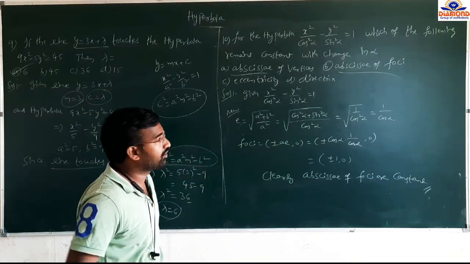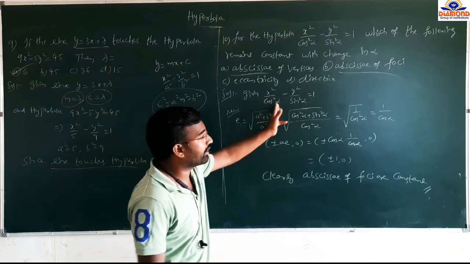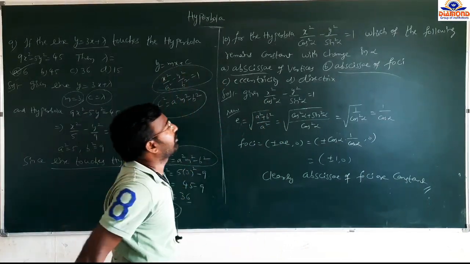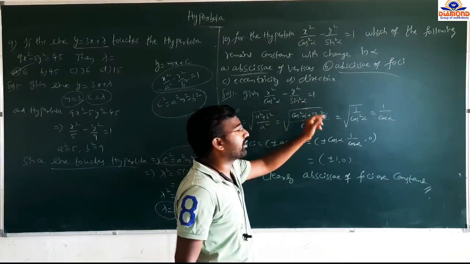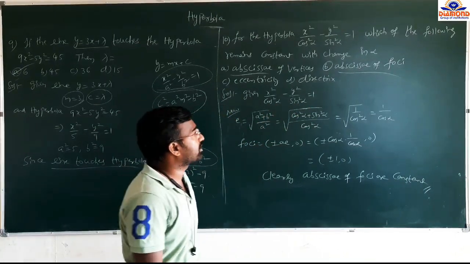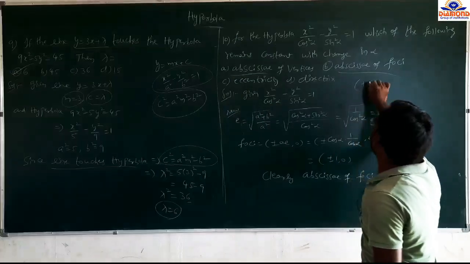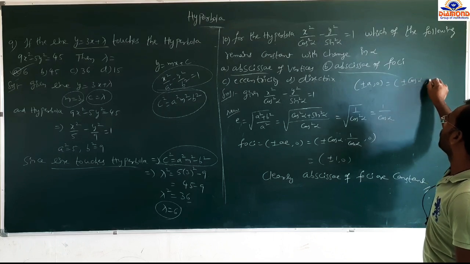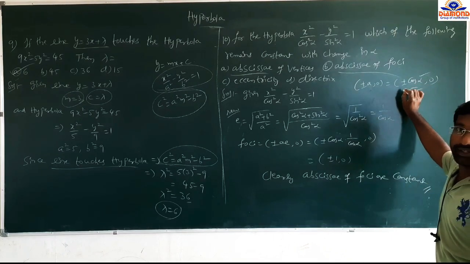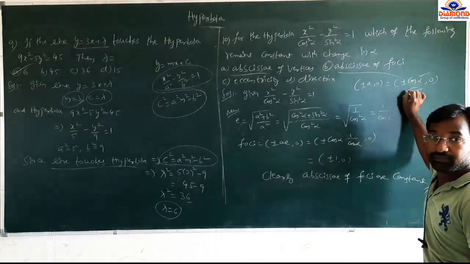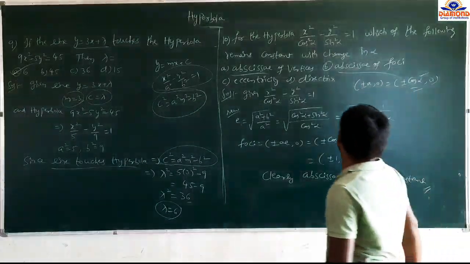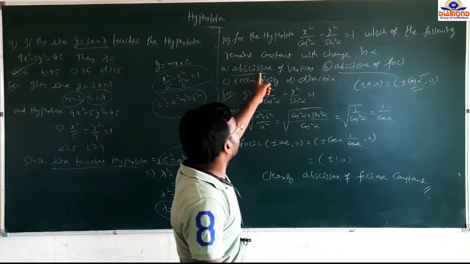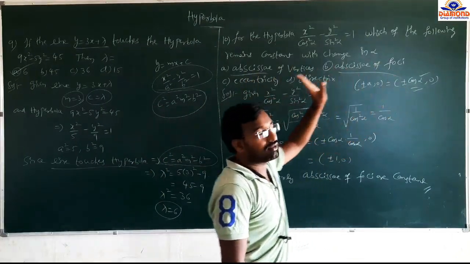Alpha is constant. So first, given hyperbola, you can compare with x square by a square minus y square by b square equal to 1. What you get? A square equal to cos square alpha, b square equal to sin square alpha. If you write vertex, what you get? Vertex is plus or minus a comma 0, that is nothing but plus or minus cos alpha. So here alpha is included, so this is not independent of alpha. Vertex compulsorily depends on alpha. So that is not satisfied.